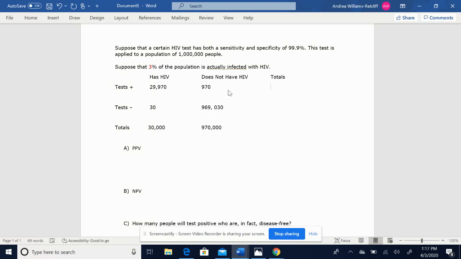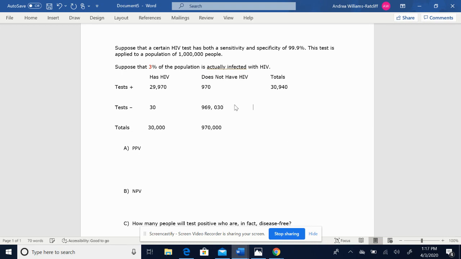This total is asking me overall how many people will get a positive test. Okay, so we had these people over here who actually had HIV and they tested positive. They got a correct result. And then we have these people over here who didn't have it that got a false positive. So altogether, we had 30,940 people who tested positive.